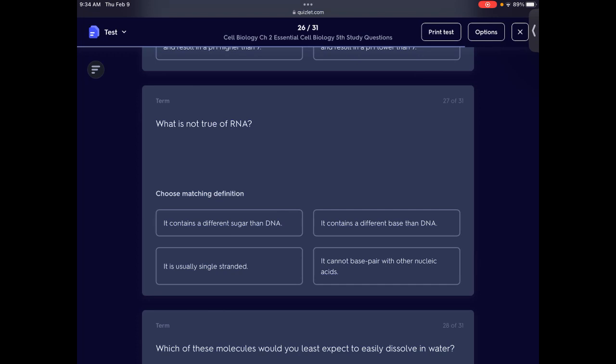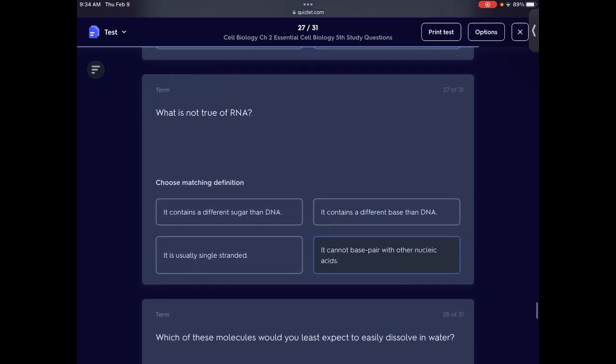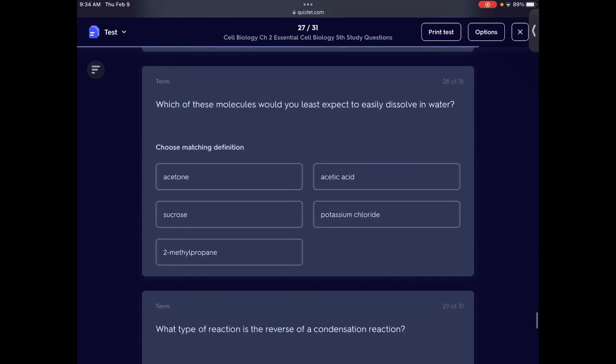What is not true of RNA? Contains a different sugar, that's true. Is usually single-stranded, that's true. Contains a different base, that's also true, so that means this fourth answer here is the correct one. Cannot, which is not true. So it can actually form base pairing with other nucleic acids.